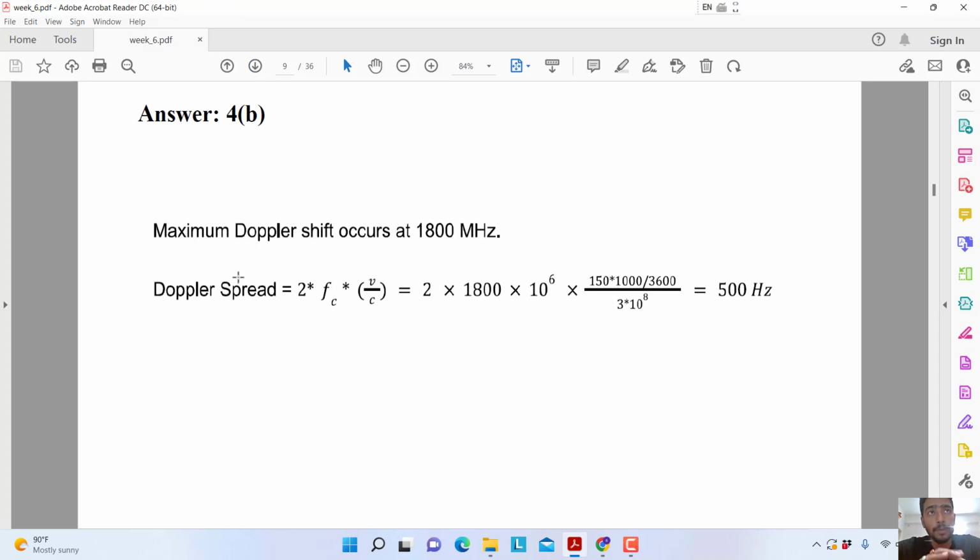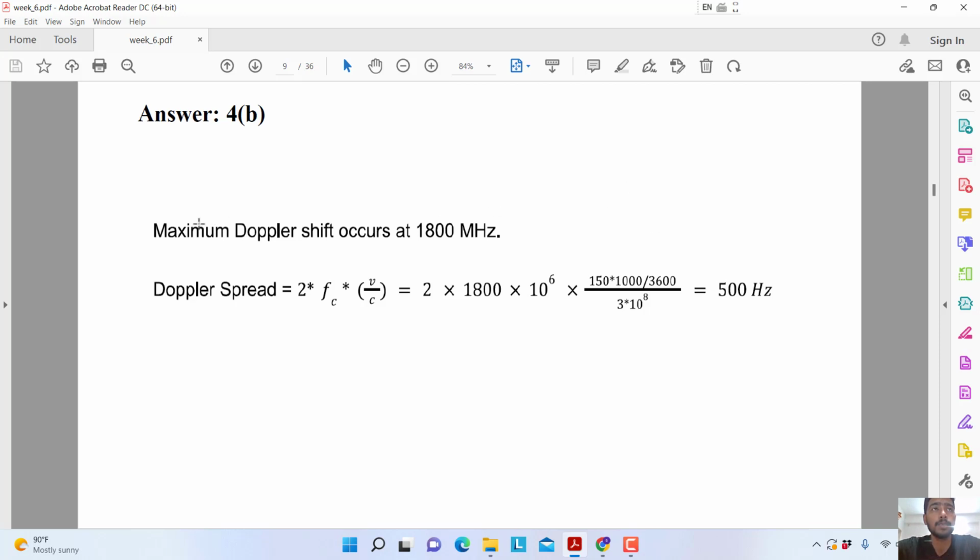So you have to calculate Doppler spread. FC, V, and C are given. FC is 1800 megahertz. V is given as 150 km per hour, so you can convert it to meters per second. And C is 3 into 10 to the 8. Just do the mathematics, and from there you will get the answer.